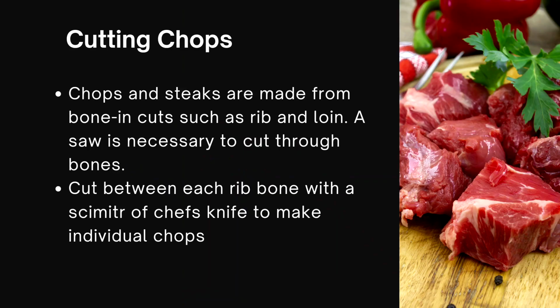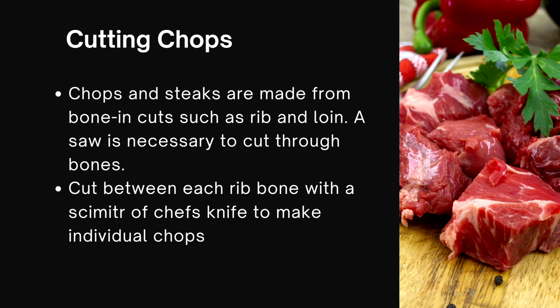Cutting chops. Chops and steaks are made from bone-in cuts such as rib and loin. A saw is necessary to cut through bones. Cut between each rib bone with a scimitar or sheath knife to make individual chops. Chops are smaller cuts from the loin primal cut. They are individual serving cuts that are sliced to various thicknesses. The thickness chosen depends on how they will be prepared.